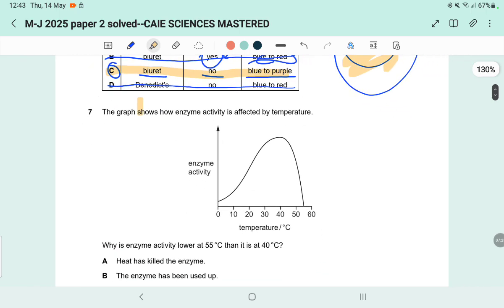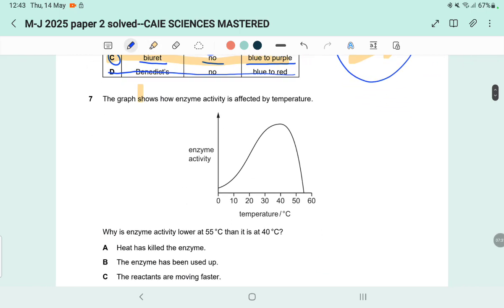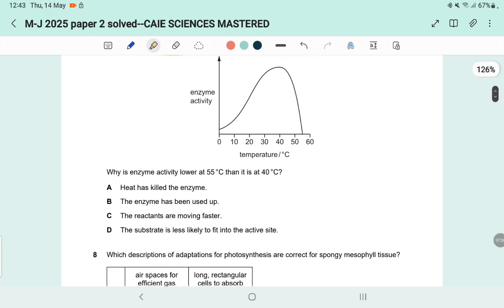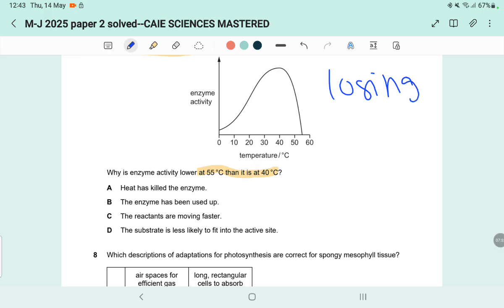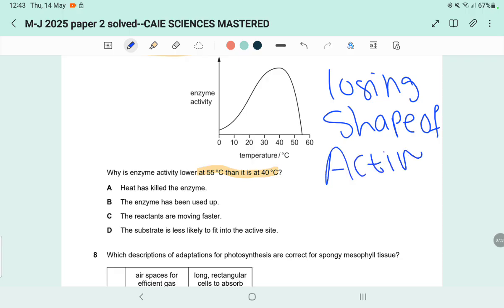Now question number 7 is telling you here. The graph shows how enzyme activity is affected by temperature. It's saying, why is enzyme activity lower at 55 degrees Celsius? Obviously at 55 degrees Celsius an enzyme is denatured. So denatured means losing the shape of the active site, like here, losing shape of active site.